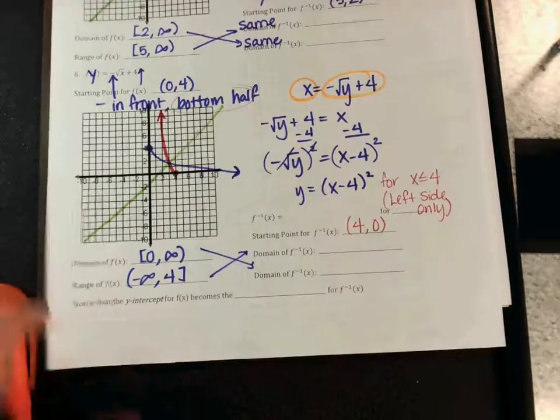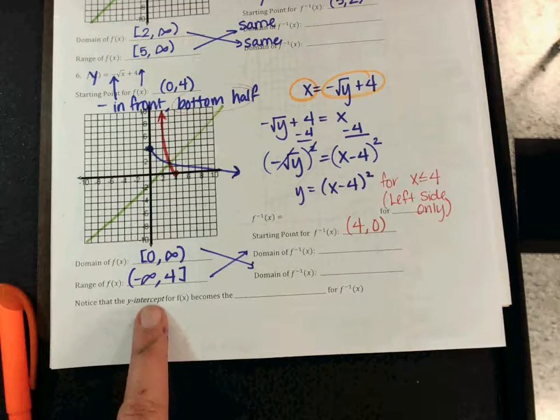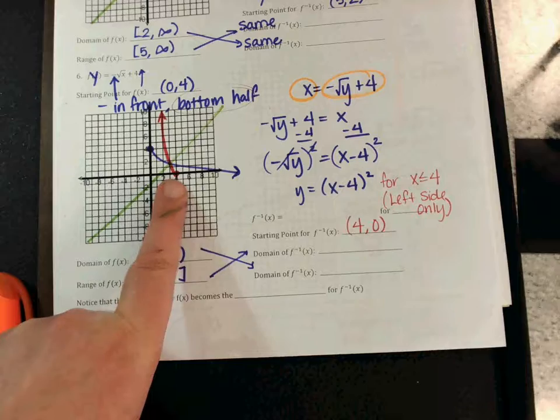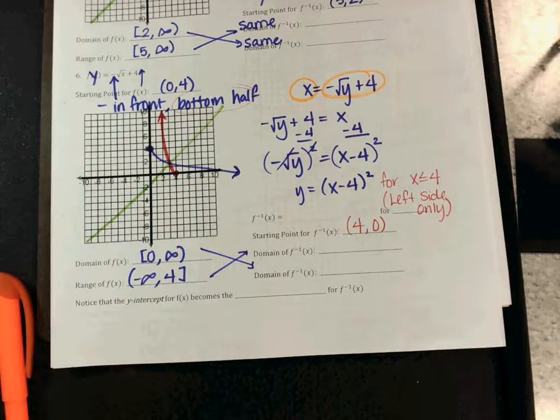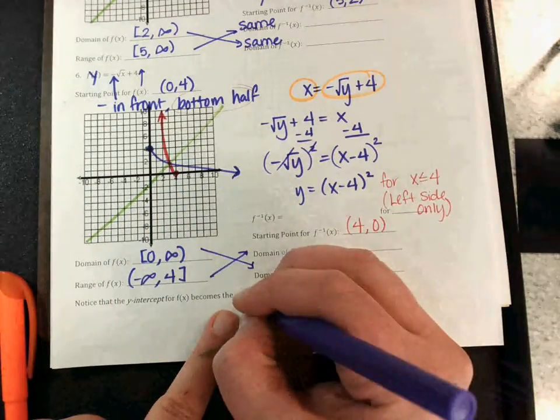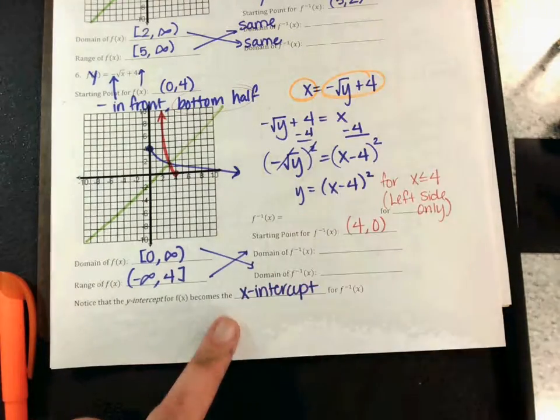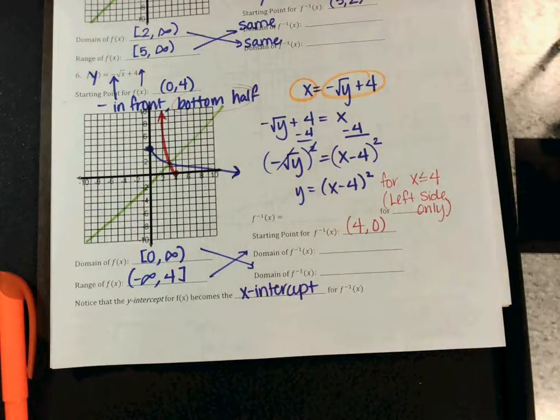Okay? Now, last thing here, it says, notice if this was originally a y-intercept, when I flipped it, where did it end up? As an x-intercept. Okay, so if one of them is a y-intercept, when I flip it, it will become an x-intercept. Or if it was originally x, it'll flip to be a y. So you should just notice that too.